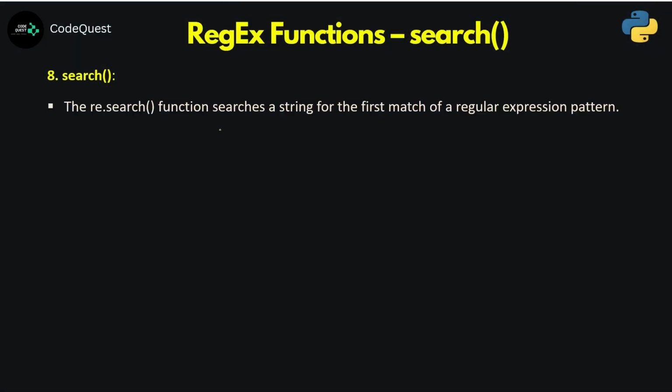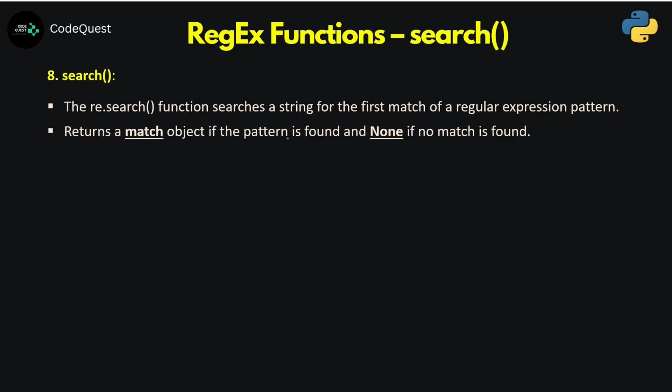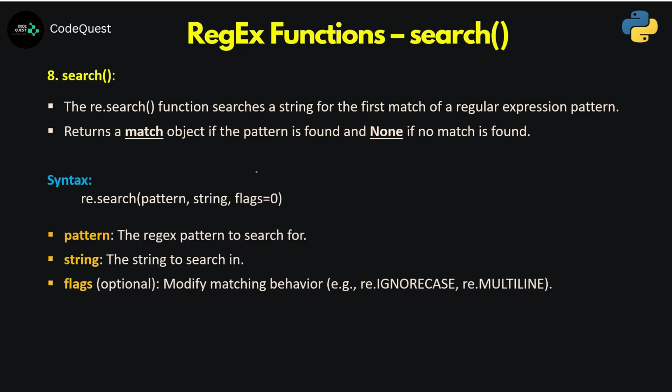The search function is going to search the string for the first match of a regular expression pattern. It is going to return a match object if the pattern is found. Otherwise, it is going to return None. Now search, as we said, has three arguments: the pattern that we are going to search, the input string where I'm going to search this particular pattern, and the flags, which is once again an optional one. So, pattern, the regular pattern.